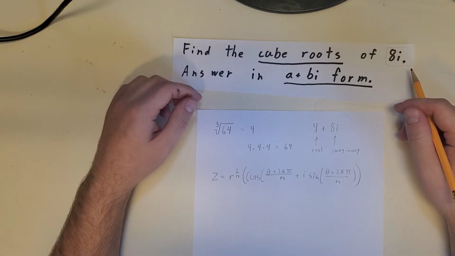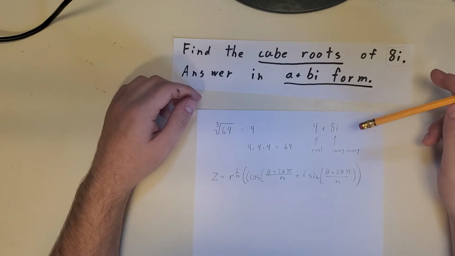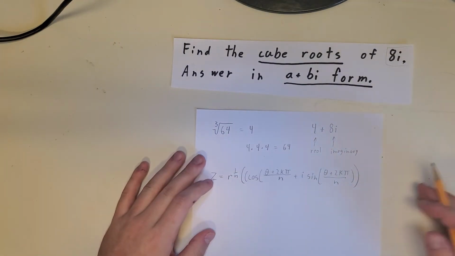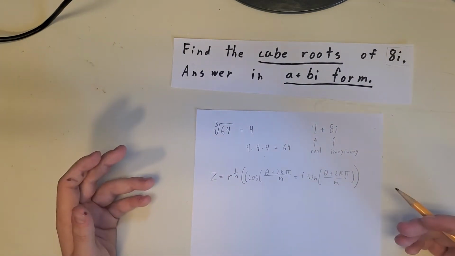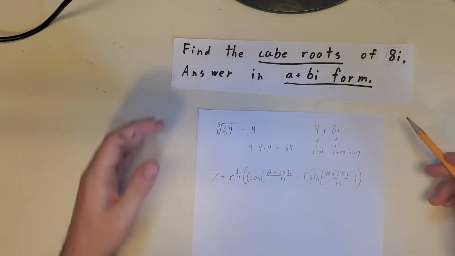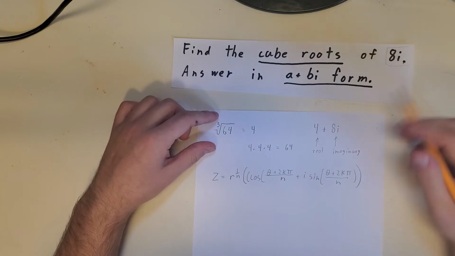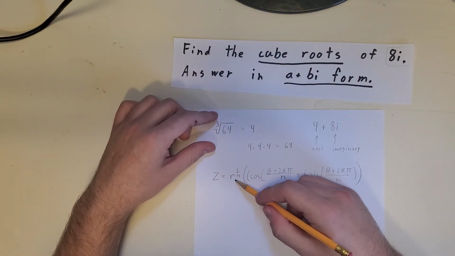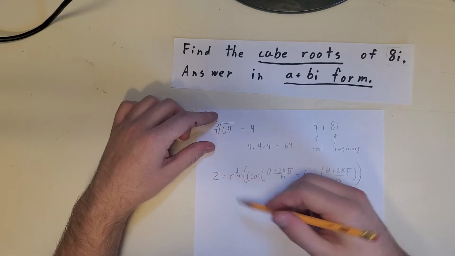Anyway, so let's get into it. I'm going to start by explaining the different variables that we have at play here. First of all, we have the variable z. z is going to be our answer. It's going to be a root for our expression, in this case 8i. Then we have this variable r. And r is what's called the modulus of the expression.